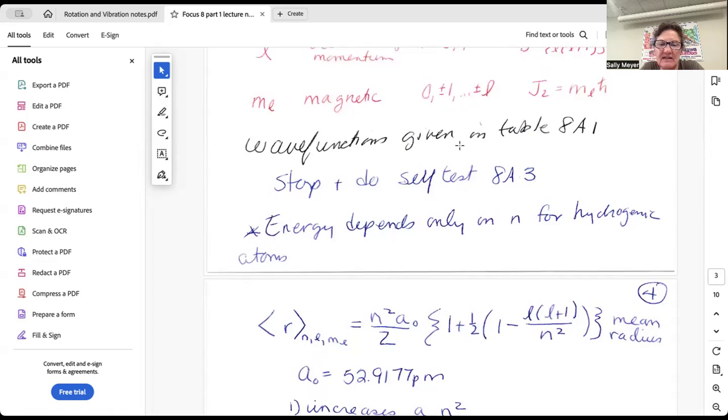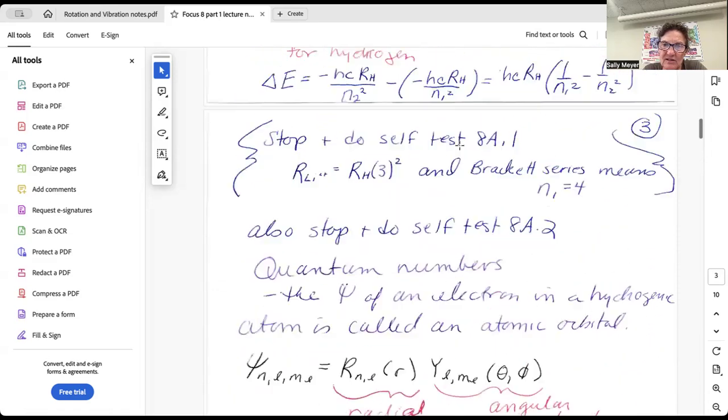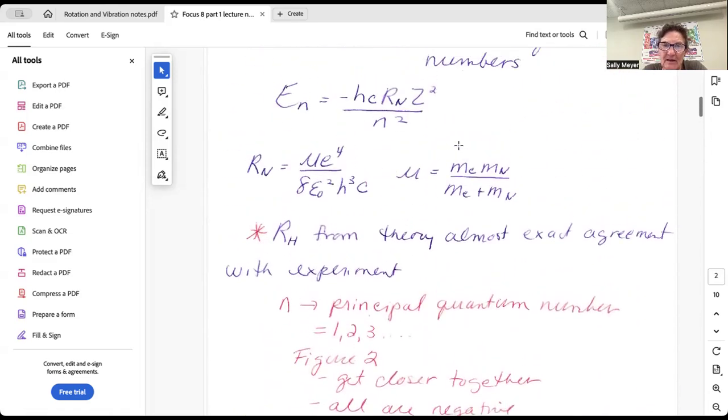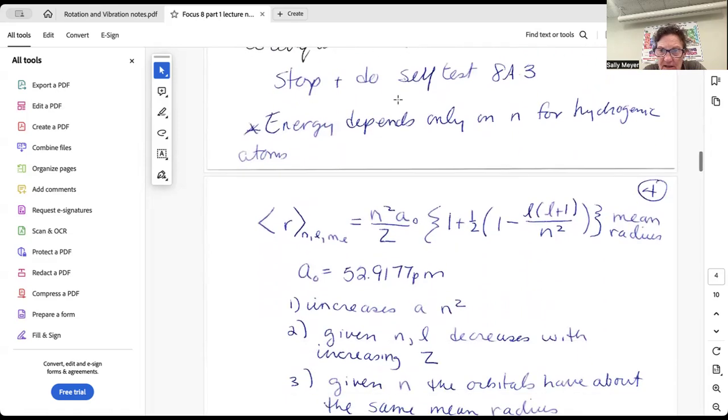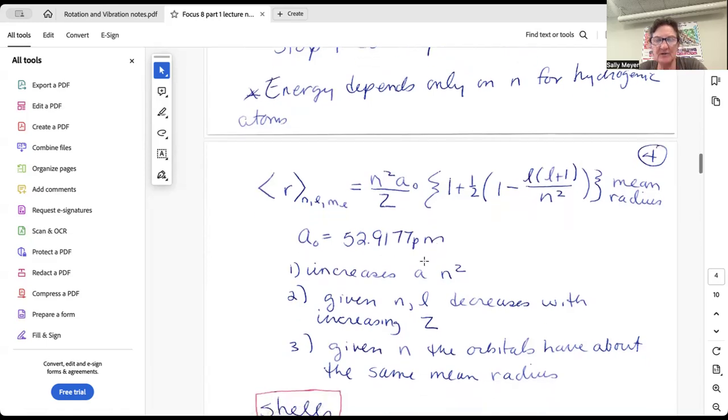Okay, so I've already said this, that the energy depends only on N for hydrogenic atoms. That's because of our equation that comes from solving Schrodinger's equation, which only has one quantum number in it. And this is just an equation. You'd think more about how this was derived if you took 367, but this is the equation that tells you the mean radius of an electron in a hydrogenic atom. Because it's hydrogenic, you can put in a different Z. A0 is the Bohr radius, so it has a defined value.